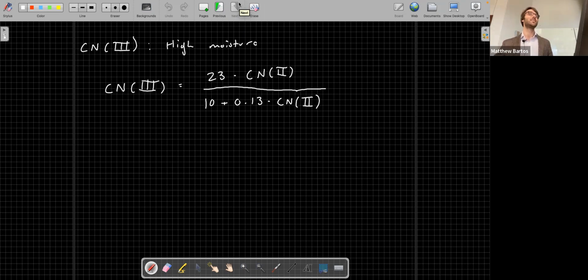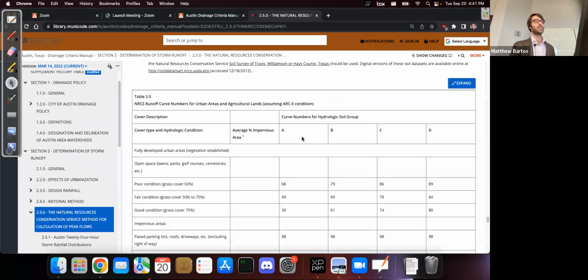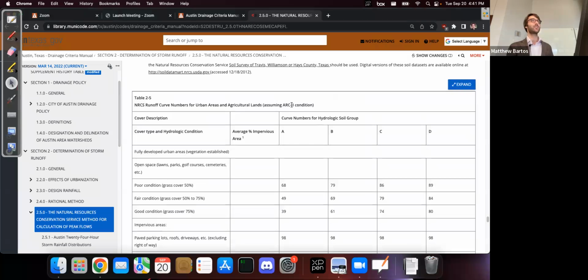Yes, you have a question? We found CN2 for the last example, yeah. And for the Austin DCM, see how it says assuming AMC2 condition? They're usually specified in tables for the standard soil moisture condition, yeah.